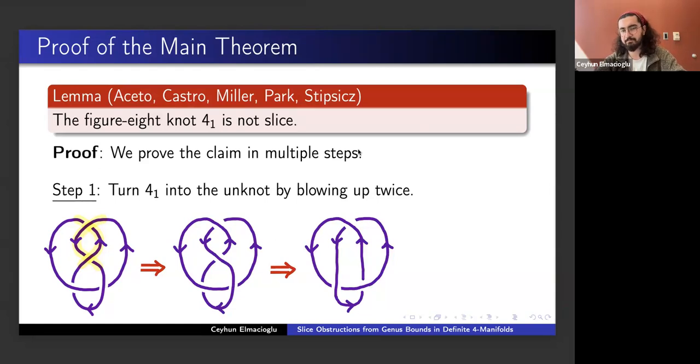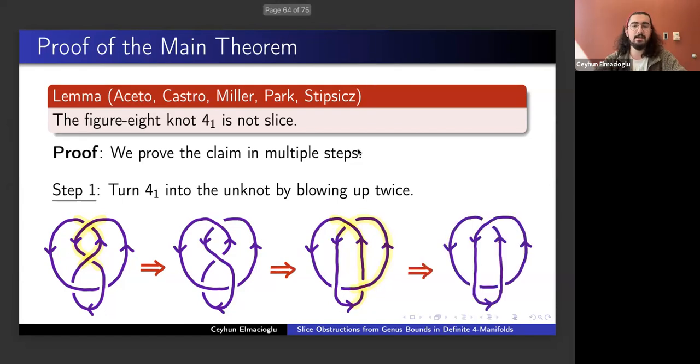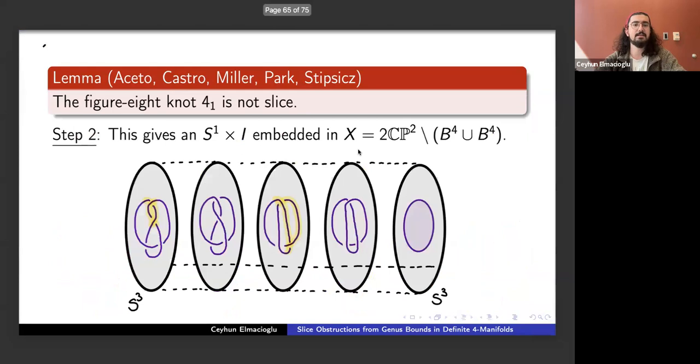I just deformed them. And I blow up again at the yellow part, and I change the crossings. And at the end, the fourth thing is obviously an unknot. So we unknotted the figure 8 knot by blowing up twice. Okay, that's nice. What does this give us?